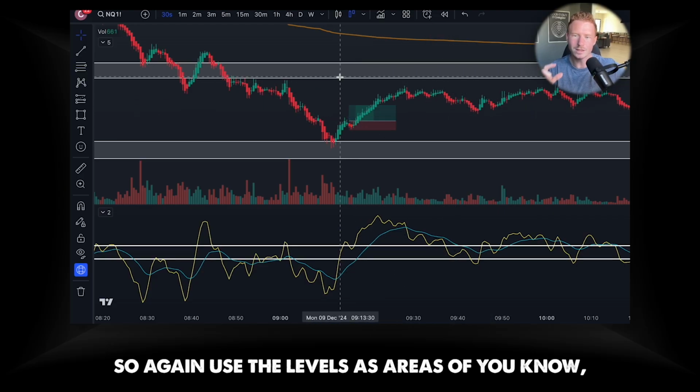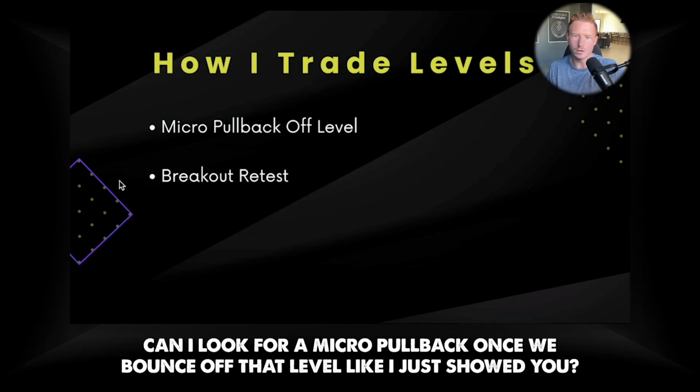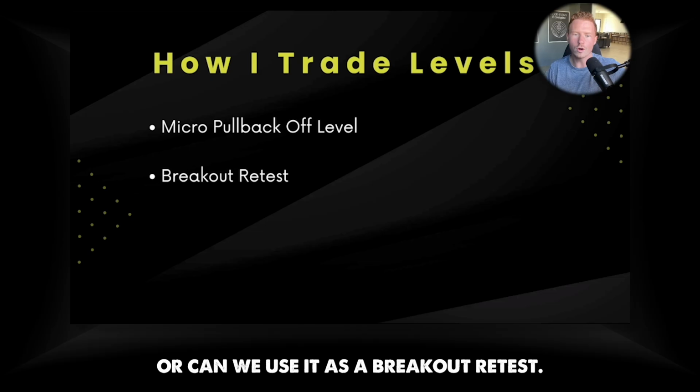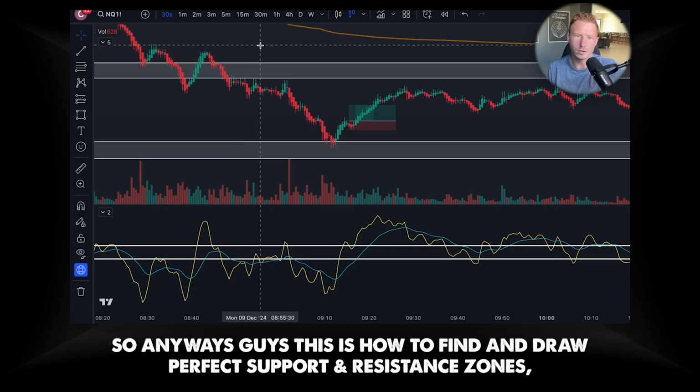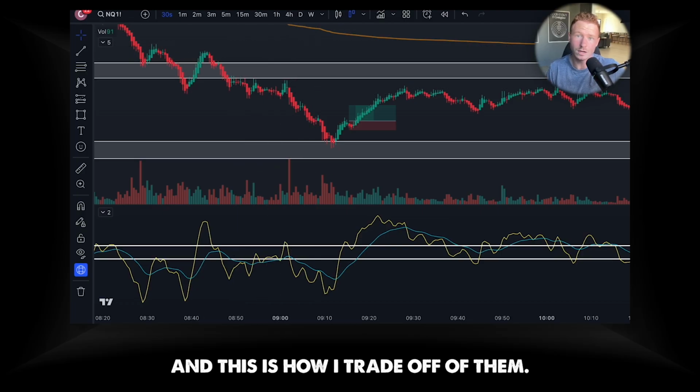So again, use the levels as areas of, can I look for a micro pullback once we bounce off that level like I just showed you? Or can we use it as a breakout retest? So anyways, guys, this is how to find and draw perfect support and resistance zones. And this is how I trade off of them.